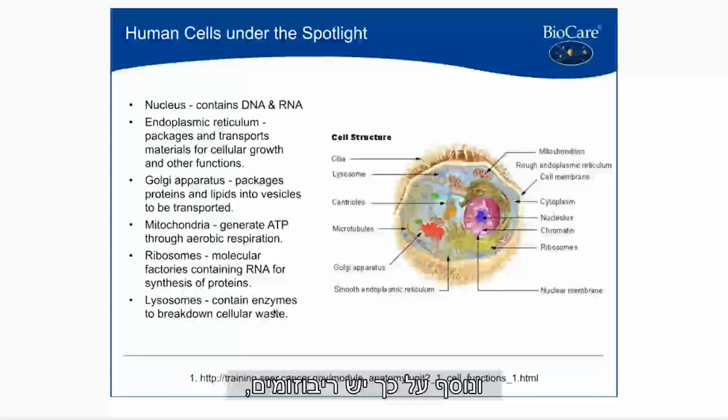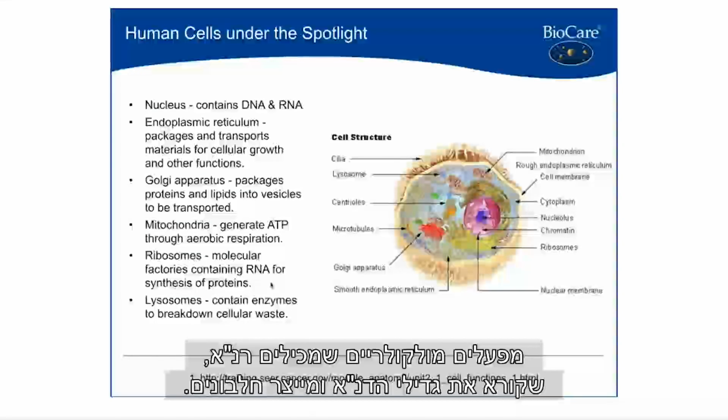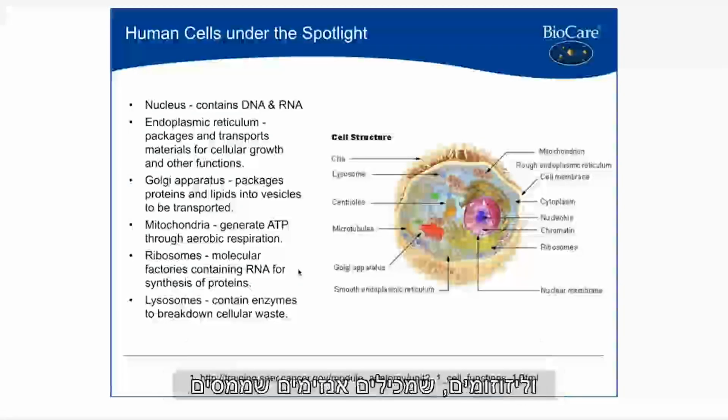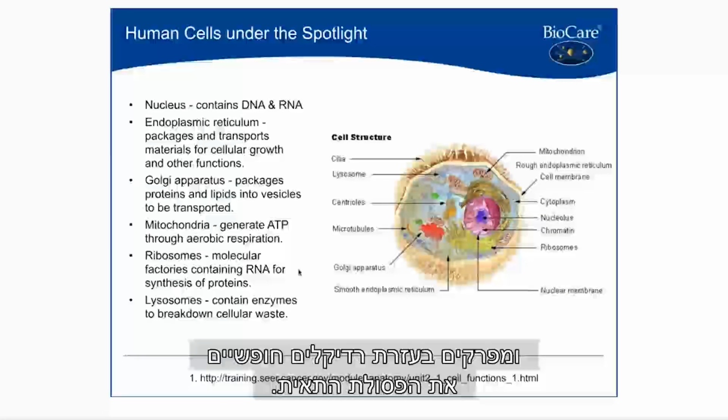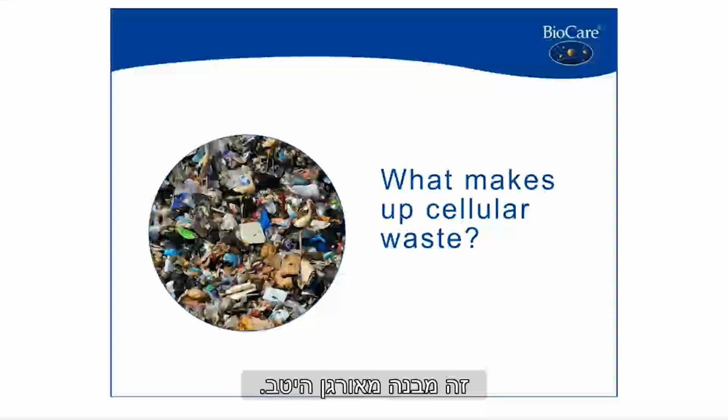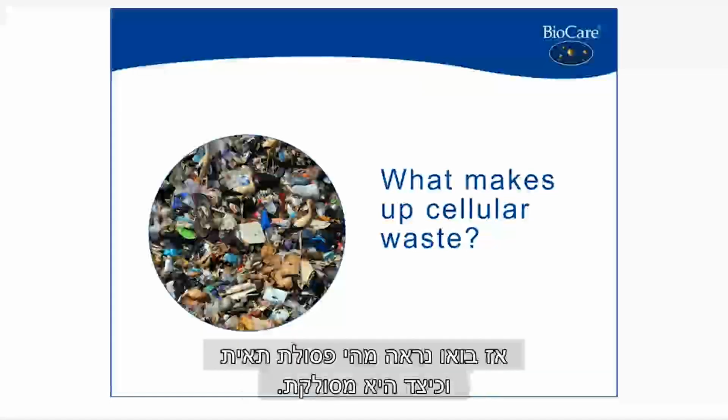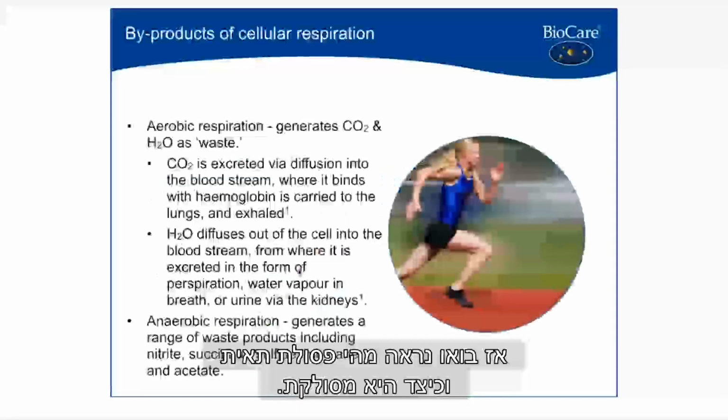In addition to that, we have ribosomes, which are molecular factories containing RNA, the stuff that actually reads the DNA strand when it's split, and produces proteins. And then lysosomes, containing enzymes that liquefy and break down the cellular waste through free radicals. So it's a very, very well organized structure. So let's have a look at how cellular waste is made up and potentially removed.